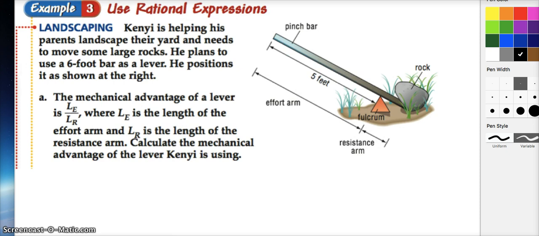Oftentimes in word problems, we get introduced to new concepts. Don't be afraid when that happens. Know that you're not expected to have known this. It's just them giving you new information so you can solve the problem. Let's do that with example 3.